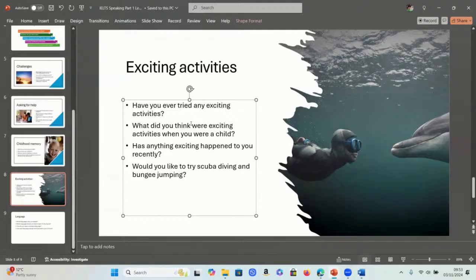Here's one. What did you think were exciting activities when you were a child? So this is very clearly testing what? Past, particularly past simple, but past tenses. So that's a past tense test. Then he comes back and uses present perfect again. So what's he doing? The examiner is testing. Do you know the difference between present perfect and past simple? Can you show me that you know the difference? Or are you going to mess this up and get them all mixed up and wrong? So that's what these three questions do.